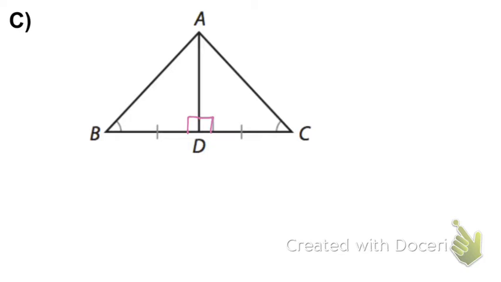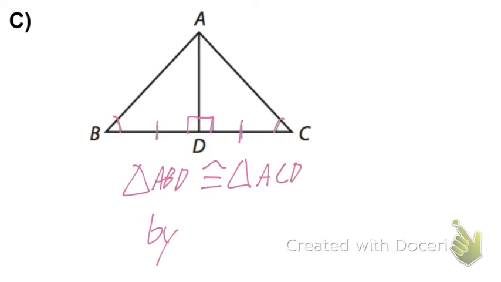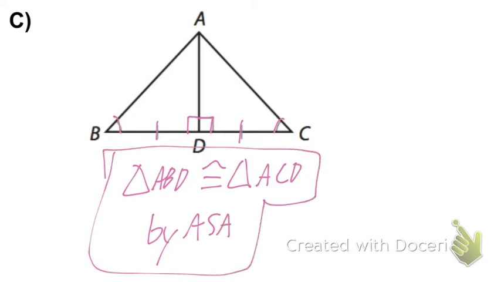Okay, Bill. They have ASA. You know already they have angle side angle, because they both have these congruent angles and this congruent side in the middle. They both already have angle side angle, don't they? So can somebody give me a congruence statement? Triangle ABD is congruent to triangle ACD by ASA. Very good, that would work.